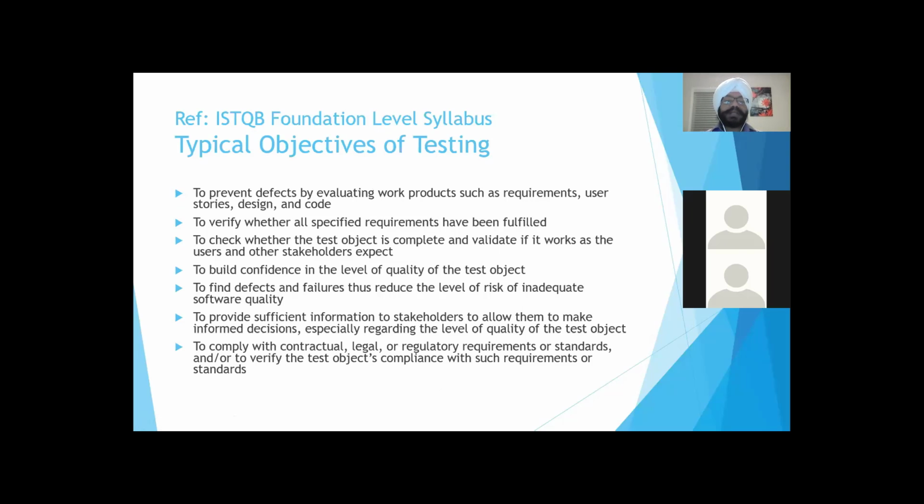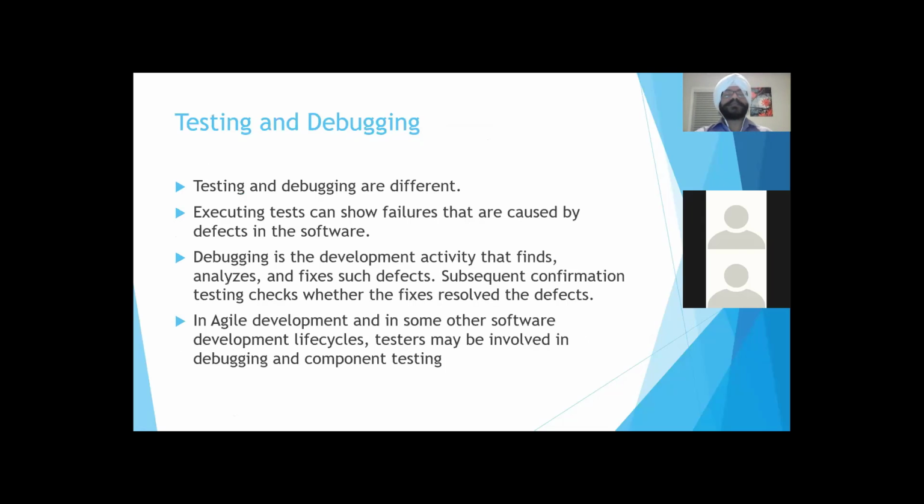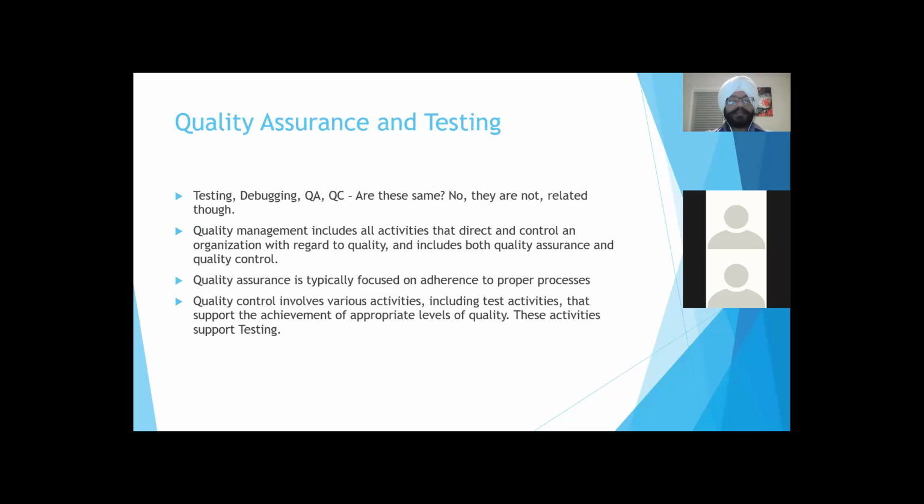Okay, I think I have covered most of the points here. Yeah, these are the typical objectives of testing. Then we are coming to the next point here. There are a lot of terms: testing, debugging, quality assurance, quality control. All these things are different terms. But I know a lot of us just use these terms interchangeably. These are related, but they are not exactly the same thing. There's a difference in these terms, and I'm going to give some information about that here.